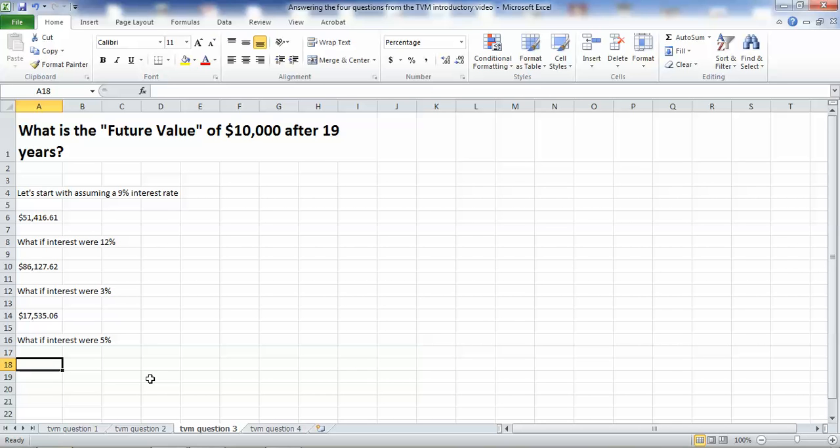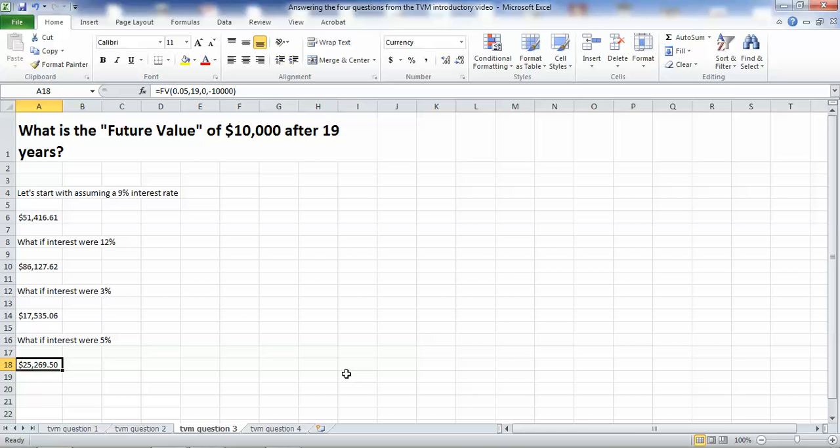Let's try 5%. Now, you guys all know how to copy. We're going to go ahead and copy this formula. We'll paste it down here, and then we'll open it up, and we can just go in and right here change the interest rate from 0.03 to 0.05. Lickety split gives us a new number, $25,000. So what that tells us is that if interest rates were 5% and we put away $10,000 now, after 19 years, it would be worth $25,000, $269.